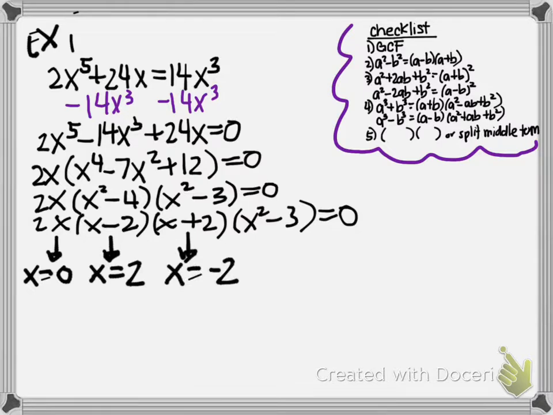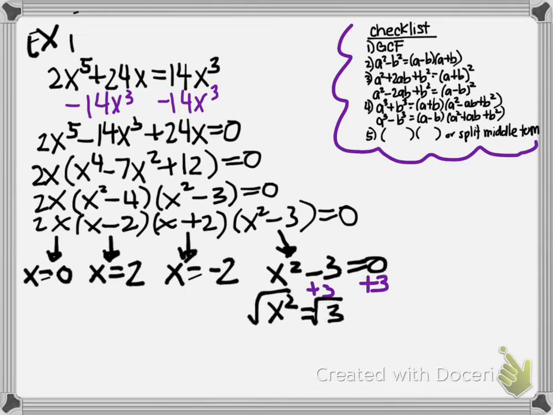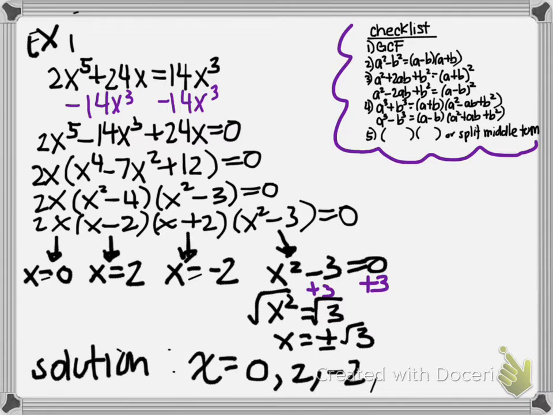Now the last one does give two answers, but if it's hard for you to see, what you can do is take that binomial, set it equal to 0, and solve for x. So we'll add 3 to both sides, then take the square root, so we get plus or minus square root of 3. So the solution to this problem will be 0, 2, negative 2, square root of 3, and negative square root of 3. And again, remember, at the beginning of the problem, the degree will tell you exactly how many solutions you should have.